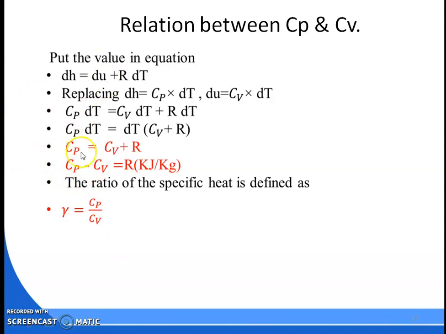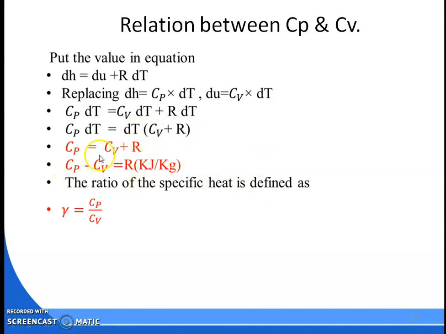What is the relation? Cp minus Cv is equal to R. So what is Cp? Specific heat at constant pressure. What is Cv? Specific heat at constant volume. R is the characteristic gas constant. So the ratio of specific heats is defined as gamma is equal to Cp by Cv. Okay, so that is the question that will come.